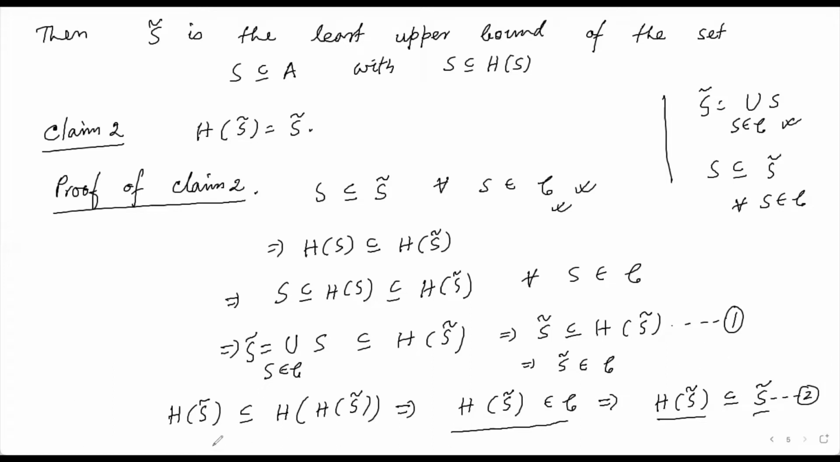So now inclusion 1 and inclusion 2 together imply h of S tilde is equal to S tilde, which is what we wanted to prove. So this completes the proof of Bernstein's theorem.